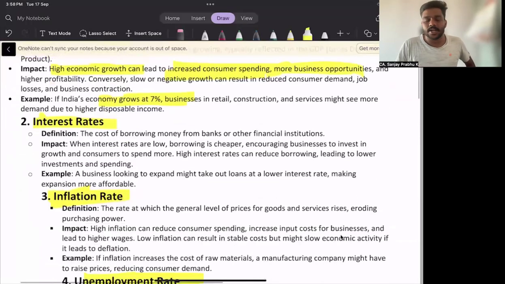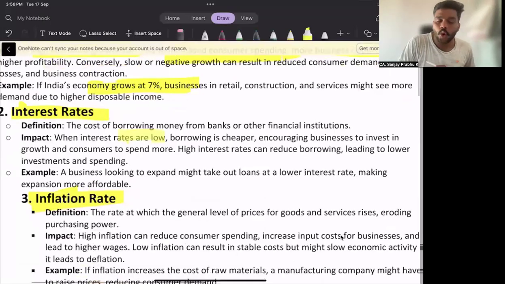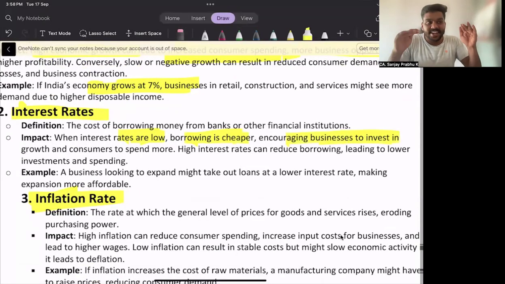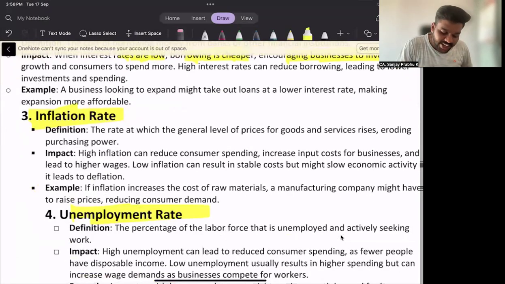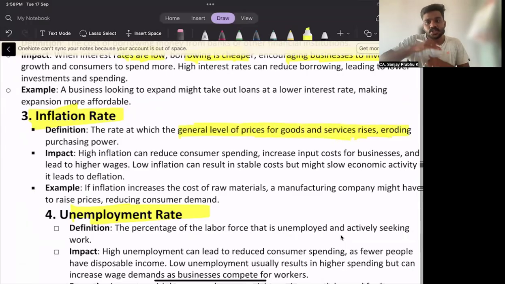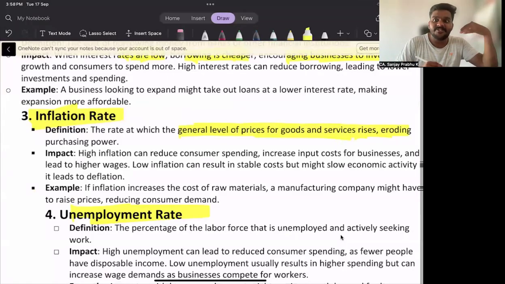പിന്നെ ഇൻട്രസ്റ്റ് റേറ്റ്, രാജ്യത്തുള്ള ഇൻട്രസ്റ്റ് റേറ്റ്. Say for example, when the interest rate is low, borrowing is cheaper, encouraging businesses to invest more. ഇൻട്രസ്റ്റ് റേറ്റ് കുറവാണെങ്കിൽ ബോറോയിങ് കോസ്റ്റ് കുറവായിരിക്കും, അതുകൊണ്ട് കുറെ ആൾക്കാർ ഇൻവെസ്റ്റ് ചെയ്യും. Okay, next inflation rate. What do you mean by inflation rate? The rate at which the general level of prices of goods and services rise. So rise in the price, right? So high inflation can reduce consumer spending.